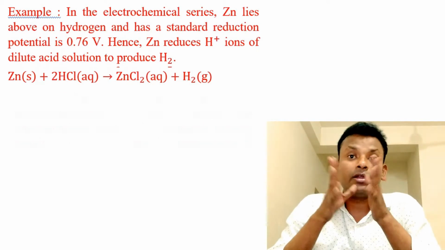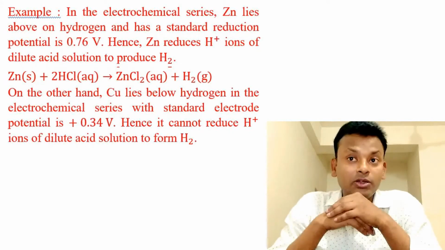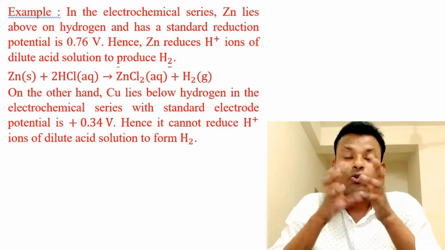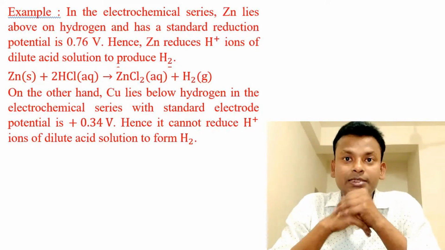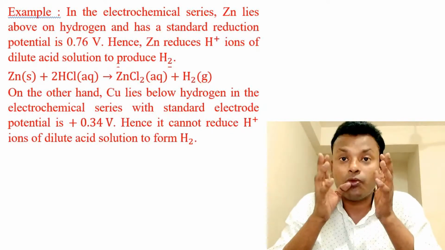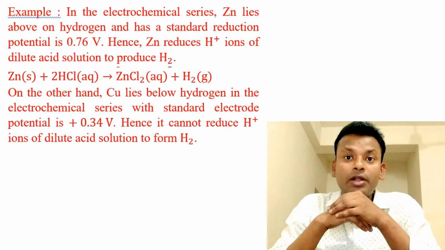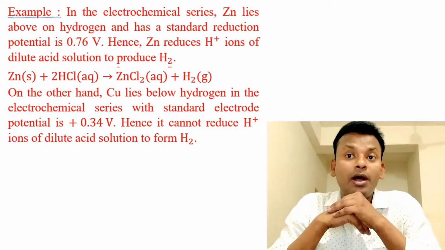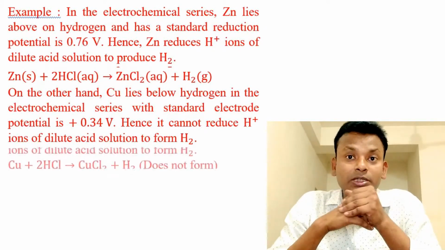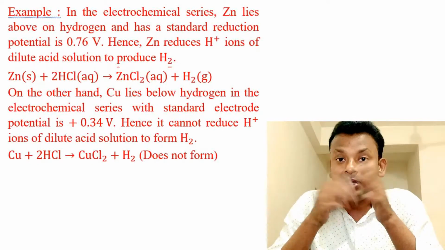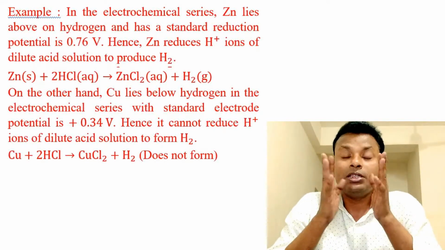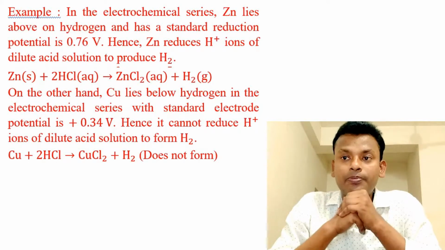On the other hand, Cu lies below hydrogen in the electrochemical series with standard electrode potential of 0.34 volt. Hence, it cannot reduce H+ ion of dilute acid solution to form hydrogen. That is Cu plus 2HCl gives CuCl2 plus H2. This reaction does not occur.